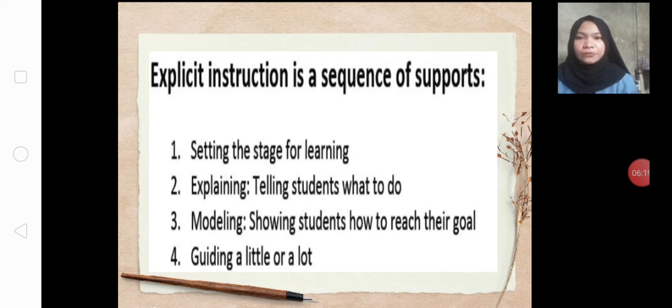So number 3 is modeling. Modeling can also be demonstrating. As much as possible, show more examples or demonstrate the instruction for them to understand more. Guiding a little or a lot: you are always here as a teacher to guide the students. There are some students you can guide a little since nakakagets agad ng instructions, but you need to consider also those students na minsan mahirap maka-catch up ng instructions. So you always guide a little or a lot to your students.